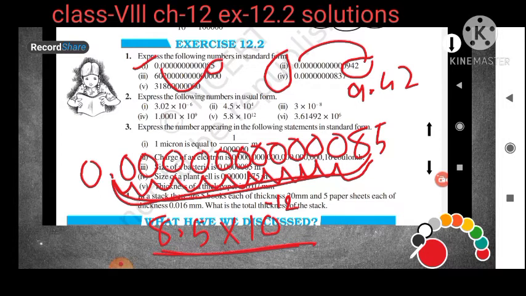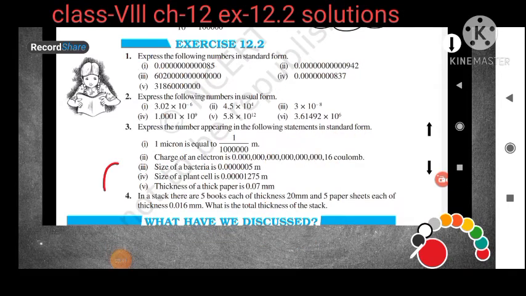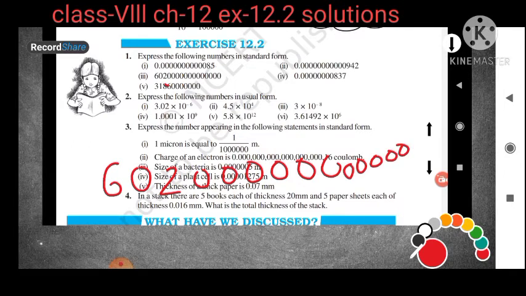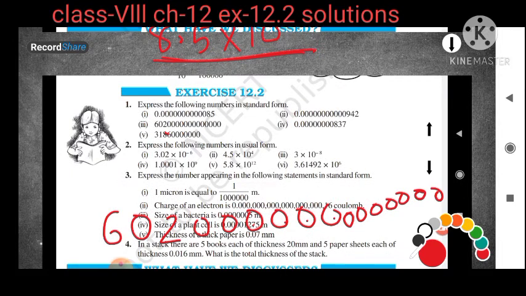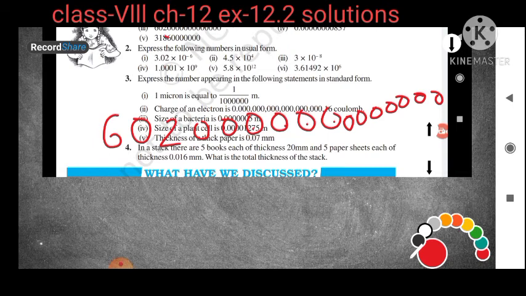Now question number 3, you can see there is no decimal, isn't it? Question number 3 is given as 602 followed by zeros. Let me count how many zeros are there: 1 2 3 4 5 6 7 8 9 10 11 12 13. There are 13 zeros, isn't it?